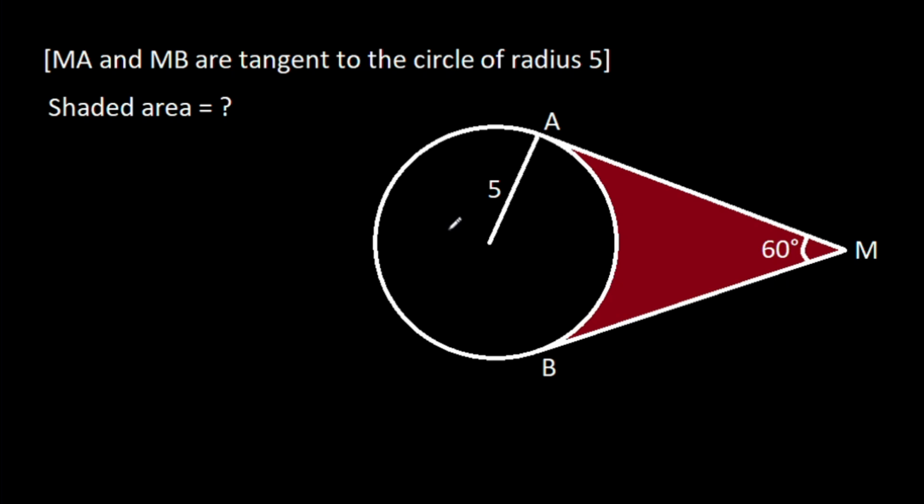In this video, we have been given a circle of radius 5 and angle AMB is 60 degrees. Then we have to find the shaded area.